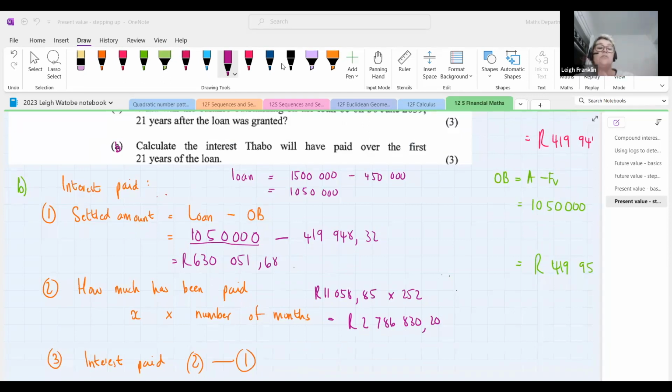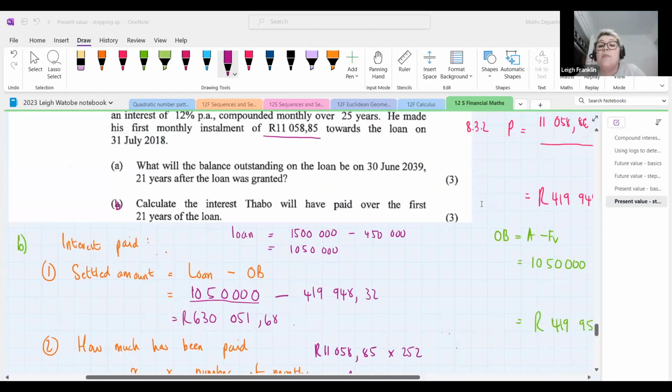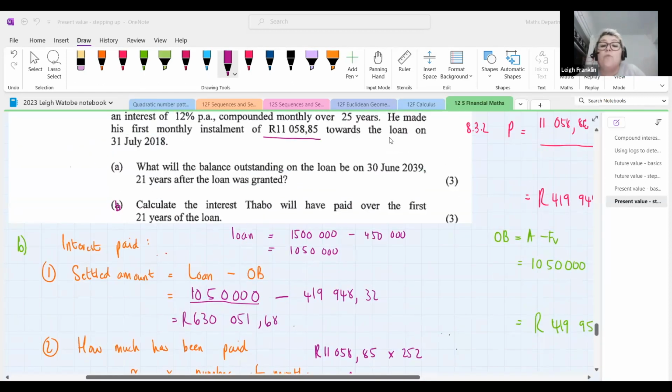Obviously this formula is not given to you. The method of calculating outstanding balance, that is A minus future values, is not on your formula sheet. How you calculate the amount of interest that's been paid in a loan is also not on your formula sheet. These are methods that you need to learn and know before going into your trials exams.